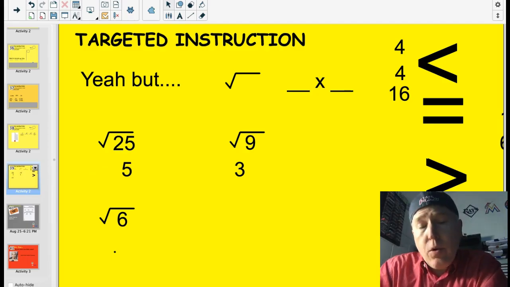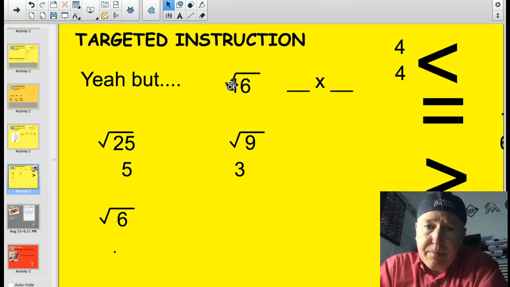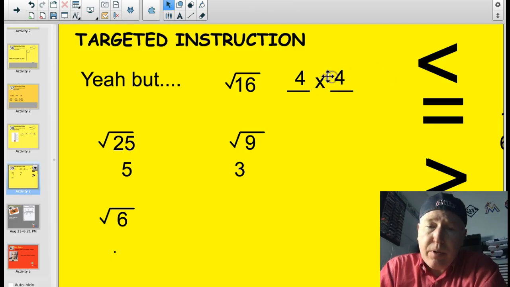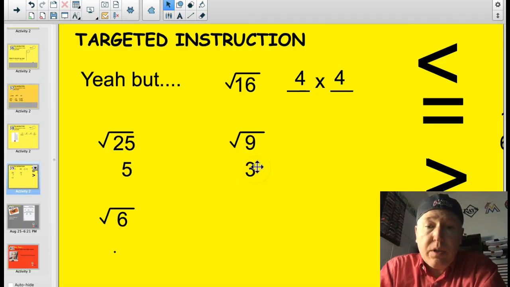Okay, one more thing. There's always a yeah but. Tomorrow I'm actually going to introduce this symbol here. This is called the radical symbol or the square root symbol. If you put a number inside there like 16, and you use the square root key on your calculator, it'll tell you what number times itself is equal to that number underneath the radical symbol. So 4 times 4 is 16. Think about 25. The square root of that is 5, because 5 times 5 is 25. The square root of 9 is 3, because 3 times 3 equals 9.